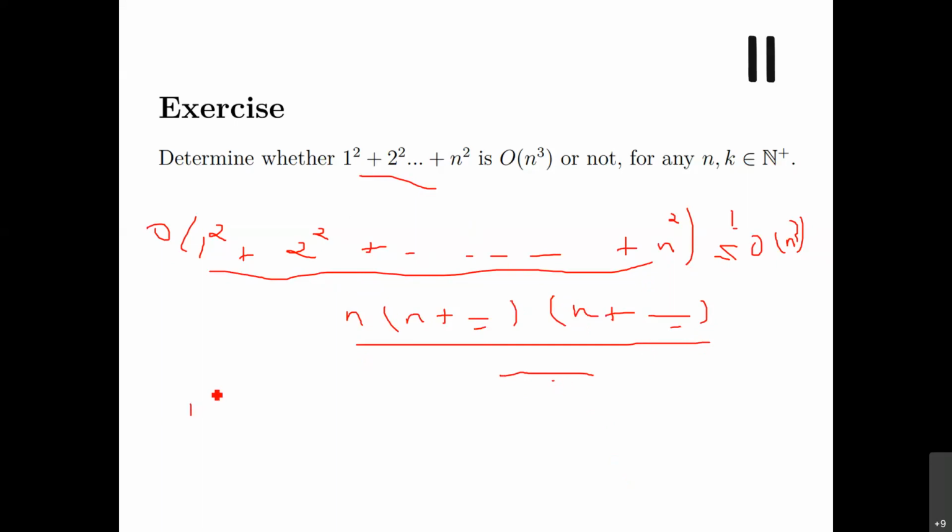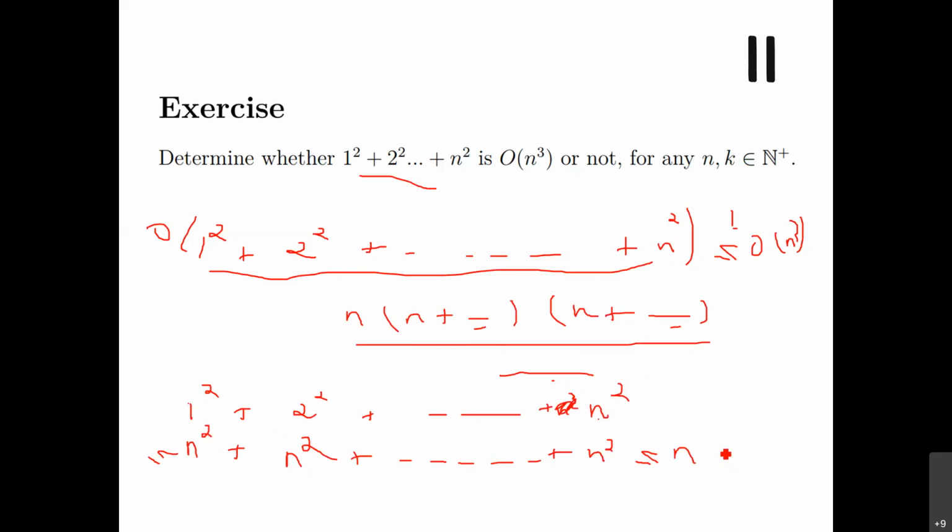Or another way is, well, I know that 1 squared is definitely going to be less than, oh sorry, this is n squared. 1 squared is definitely less than n squared. 2 squared is definitely less than n squared, and so on. How many n squareds do you have? Well, at most you're going to have n minus 1 plus 1, which is n. So it's n times n squared, which is n cubed. Yes, it is O of n cubed. You didn't get that a lot. It's okay, you can work on it on your own time.